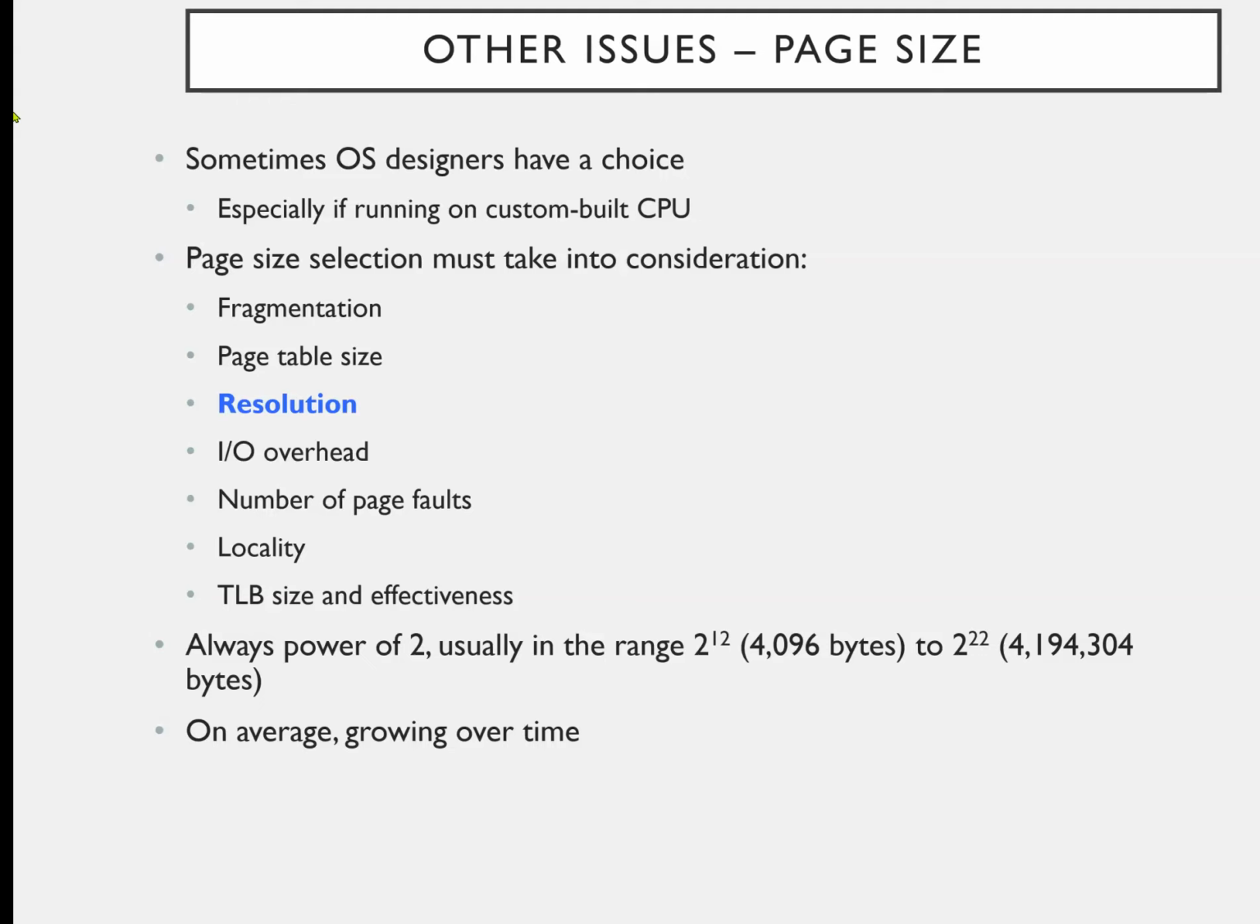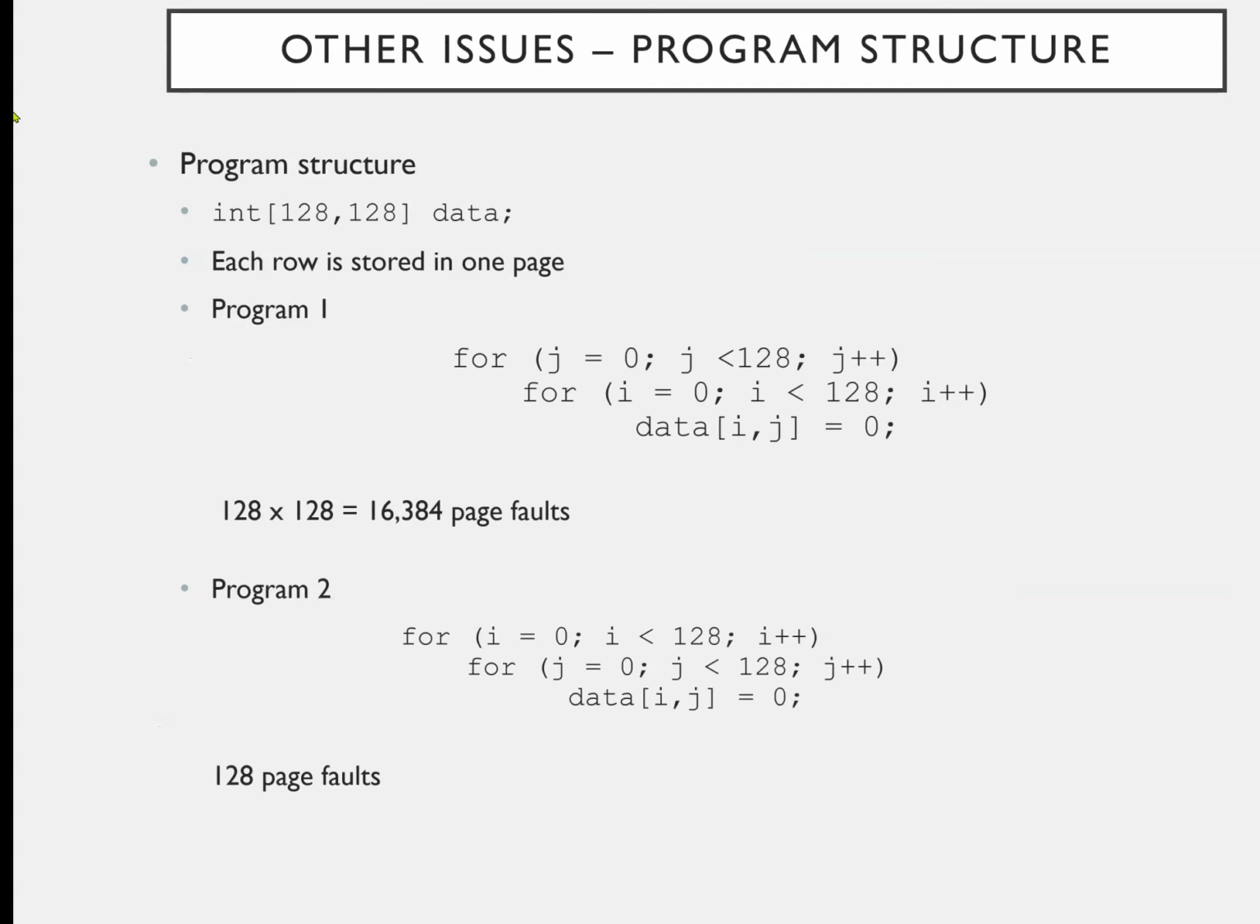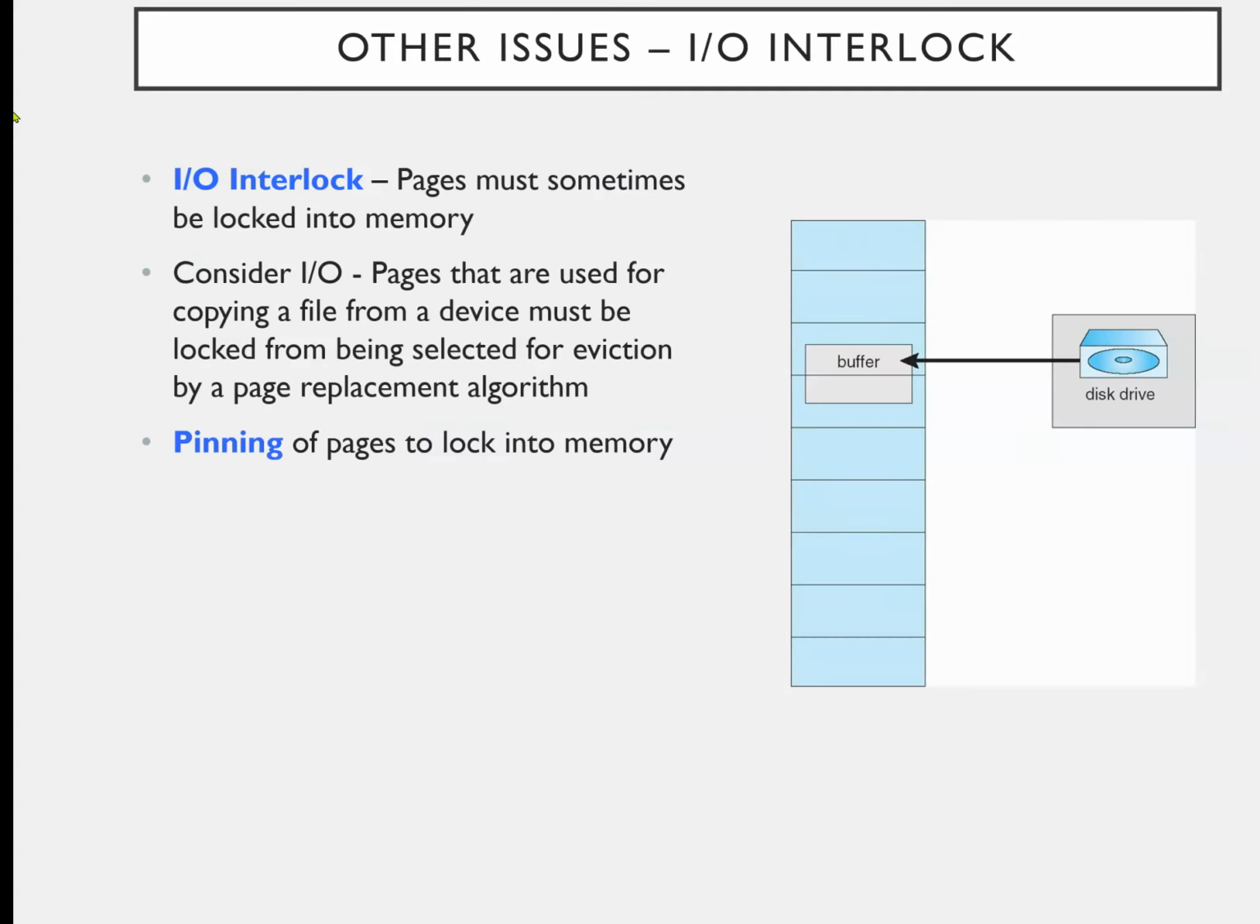Sometimes OS designers have a choice, especially if running on a custom-built CPU. Page size selection must be taken into consideration. We must also take into consideration fragmentation, page table size, I/O overhead, number of page faults, locality, the TLB size, and effectiveness. We should always make this a power of 2.